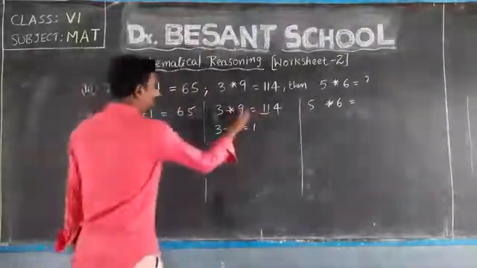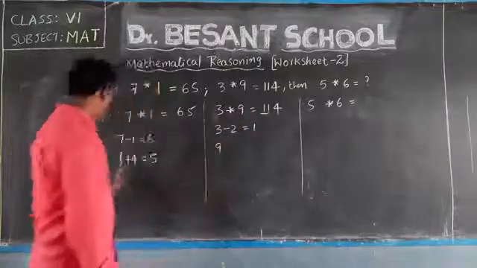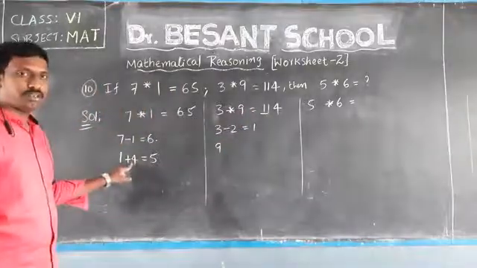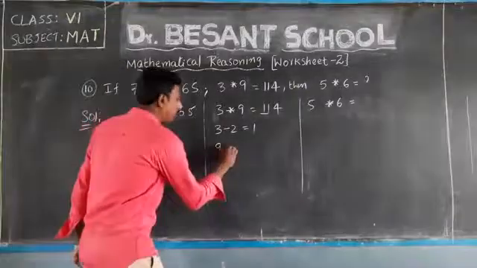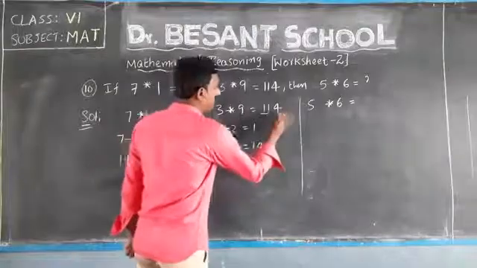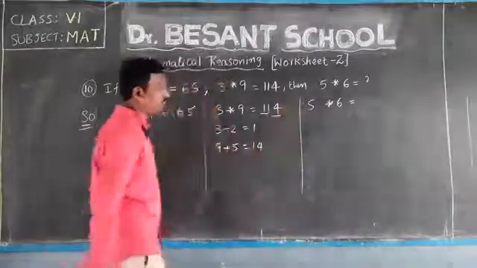Okay. Next. What is the next one? For 9, for 1, what did I do? I have added. How much have I added? 4. Here I am going to add 5. 9 plus 5 is equal to 14. So you can check out these two, 14.